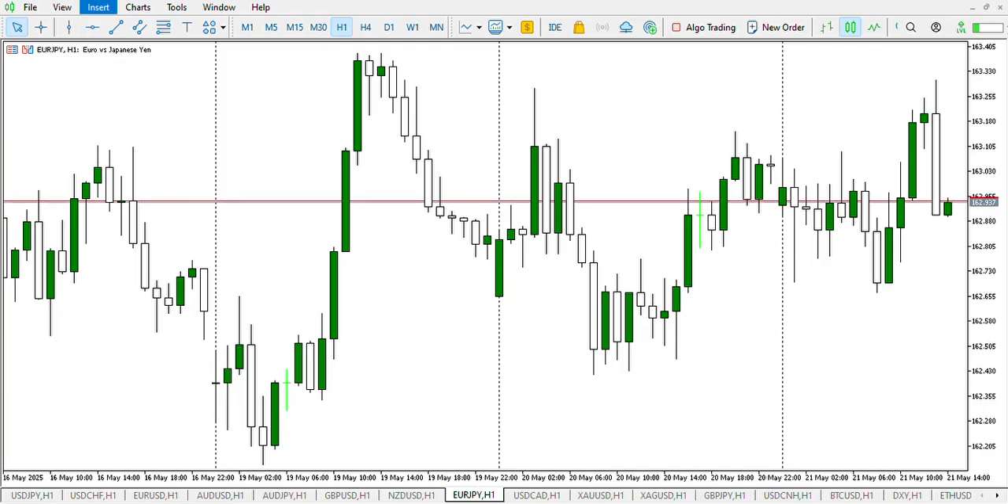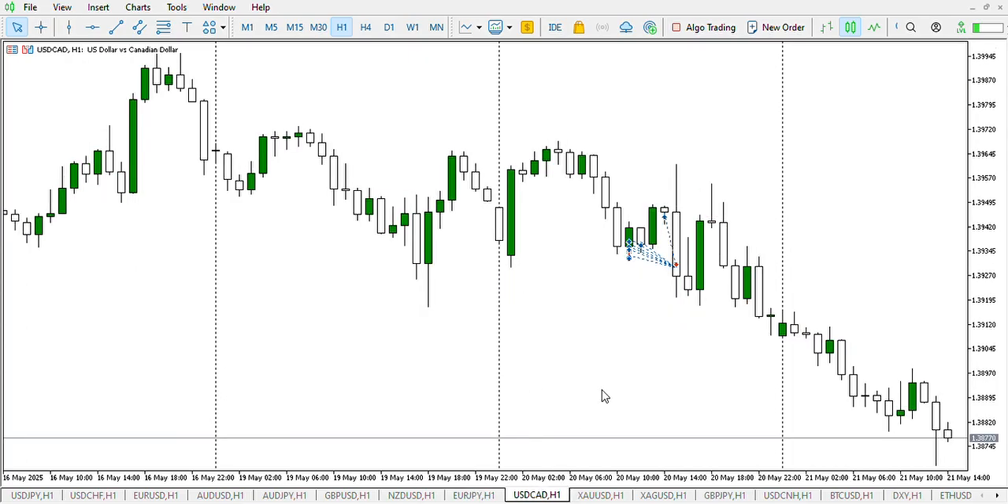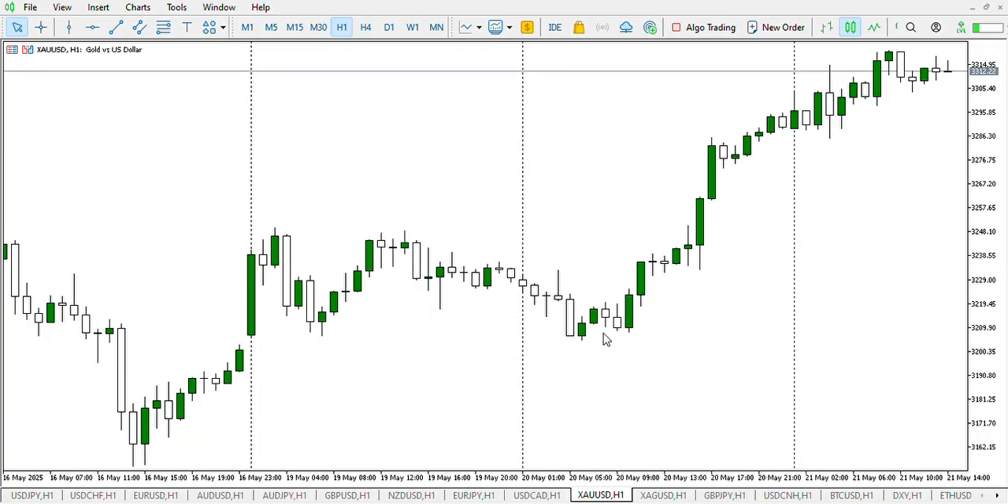On EUR JPY, we have a strong resistance right here, which we are going to expect price to retest and react, and as a scalper you can enter with about 2 pips and see how price retests this particular zone. On AUD CAD, no critical support or resistance.